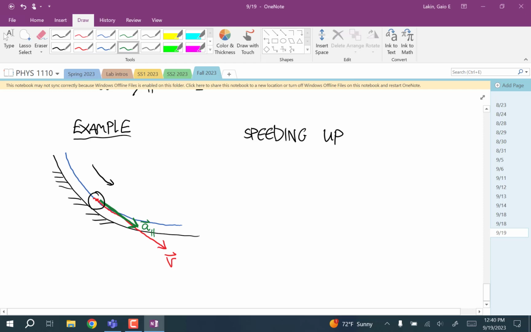Now think about which way this is turning. Imagine fitting a circle to the curve. That circle would be like this. And so A perpendicular goes toward the center of that circle, so like this.